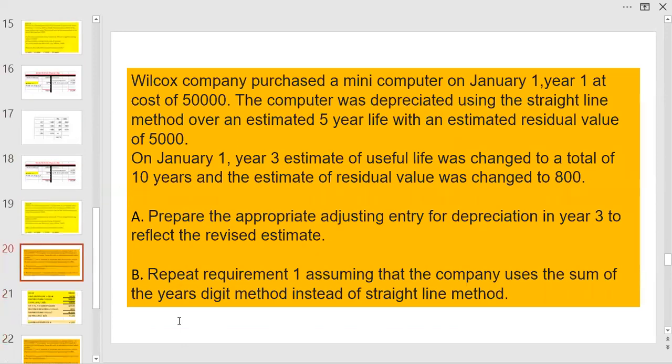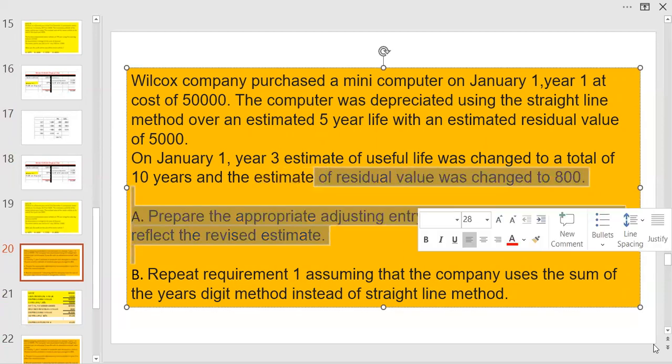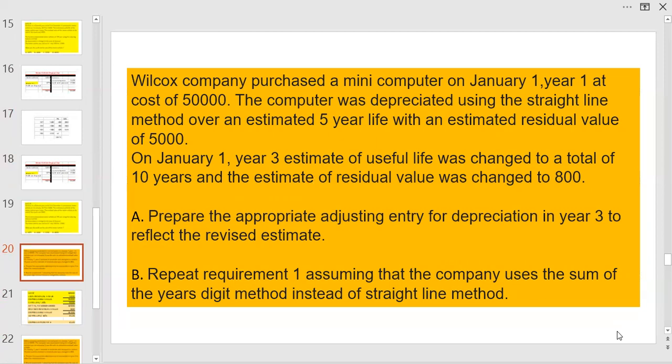Wilcox Company purchased a mini computer in year 1, day 1 for a cost of 50,000. The computer was depreciated using the straight line method over an estimated 5-year life with an estimated residual value of 5,000. On January 1, year 3, we are changing the assumption as lifetime is 10 years, residual value is 800. Question A. Prepare the appropriate adjusting entry for depreciation year 3 to reflect the revised estimate.